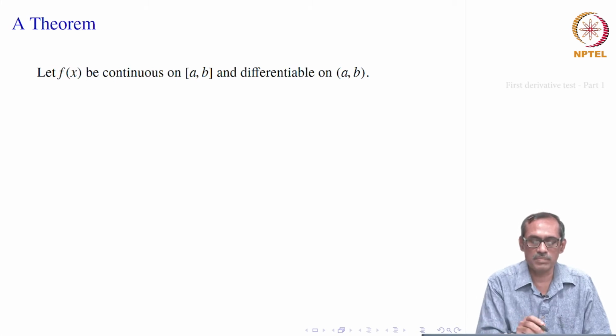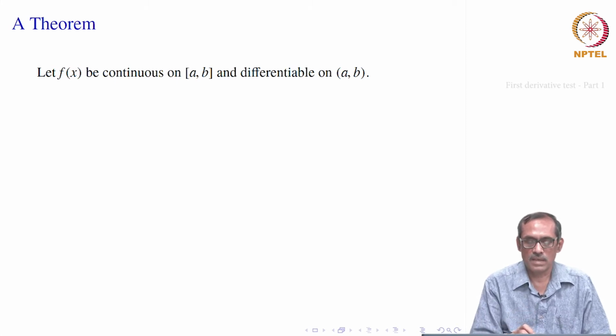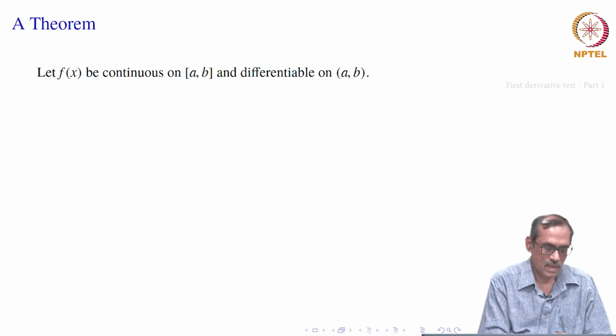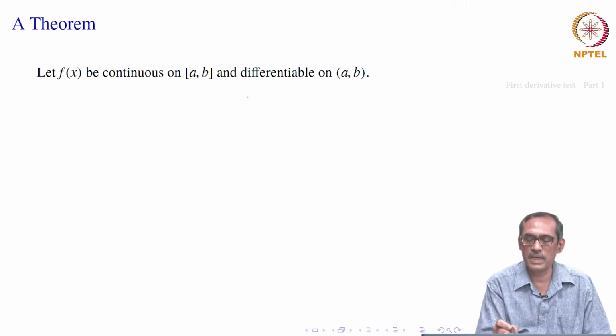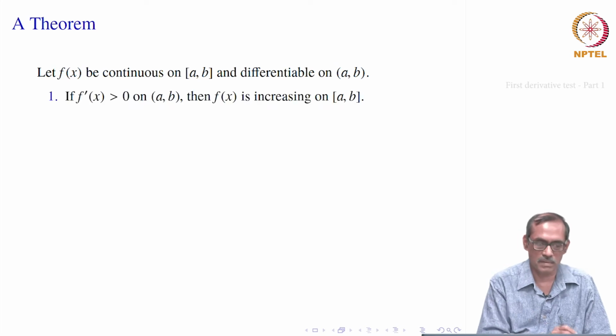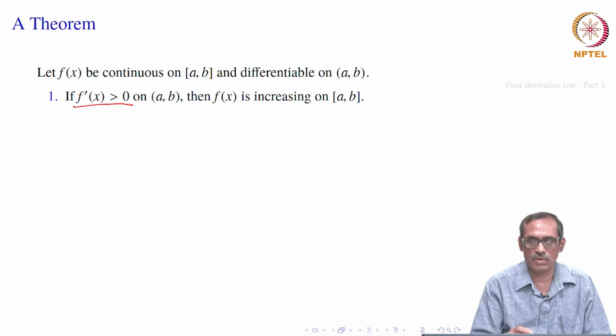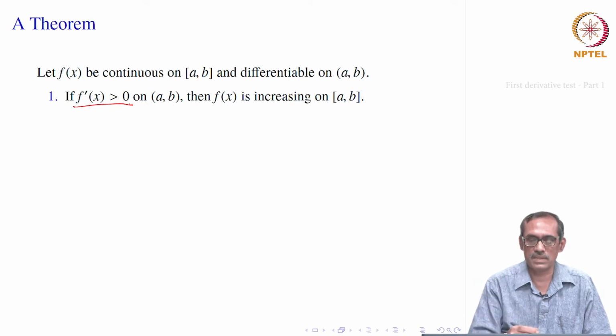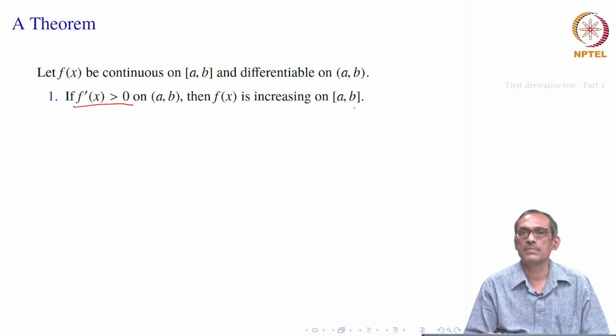So, our guiding principle will be a result for using the information on the derivative to say whether it is increasing or decreasing. So, suppose we have a function which is continuous on the closed interval [a, b] and differentiable on the open interval (a, b). Now, if f prime of x is greater than 0 on the open interval (a, b), because there only it is defined, then f(x) is increasing on the whole of [a, b].